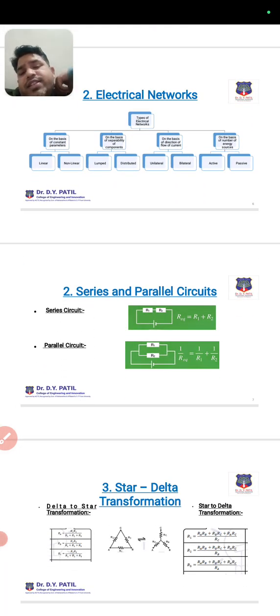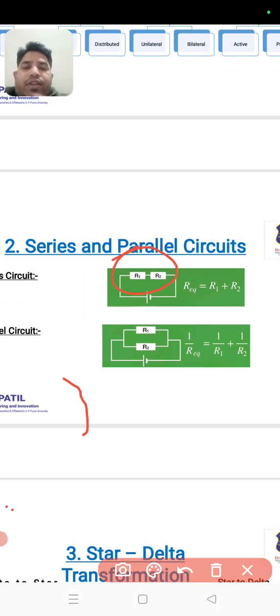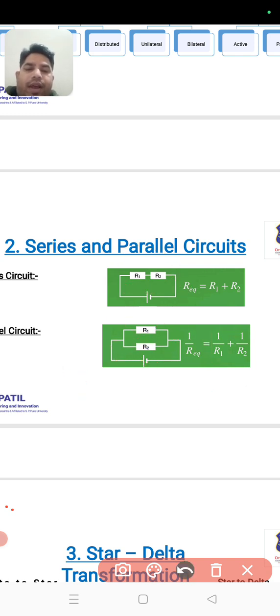The second thing is series and parallel. We all know that when the current flowing through both resistors is the same, we call it a series connection. And when the current divides, here some and there some, the total current I divides into I1 and I2, we can say the two resistors are in parallel.